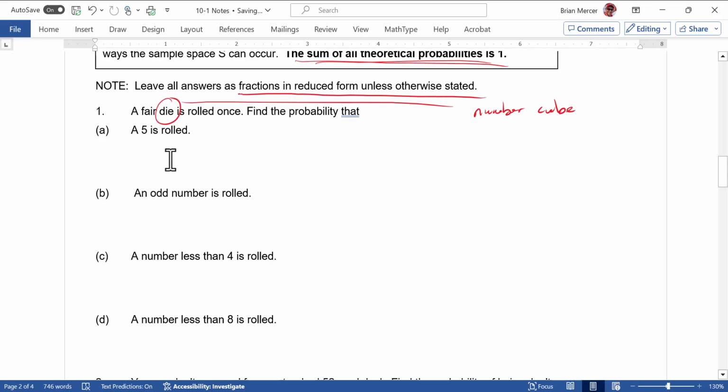What's the probability that a 5 is rolled? If you've ever seen a die, it's numbers 1 through 6. There are 6 sides total. So the probability that you roll a 5 is 1 out of 6, because there's one 5 and 6 sides. Probability that an odd number is rolled: the odd numbers are 1, 3, and 5, so there are 3 odd numbers out of 6 possibilities. So 3/6, which we would reduce to 1/2.